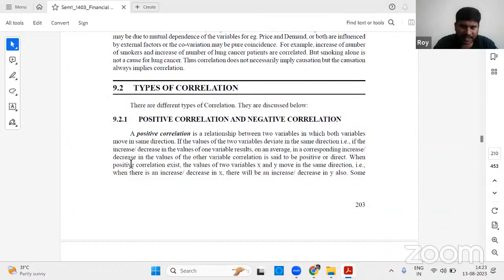Now, positive correlation and negative correlation. In positive correlation, both variables move in the same direction. If the two variables deviate in the same direction, that is, if the increase or decrease in the values of one variable results, on average, in a corresponding increase or decrease in the values of the other variable, the correlation is said to be positive or direct. When positive correlation exists, the values of two variables x and y move in the same direction. A positive correlation need not be only increasing. If it is decreasing also, that is positive. When there is an increase or decrease in x, there will be a corresponding increase or decrease in y also.